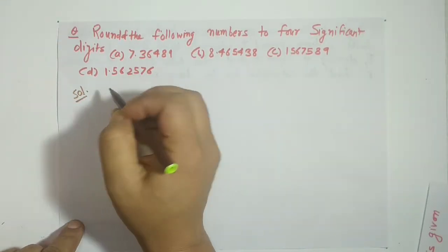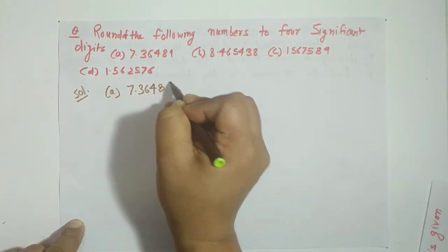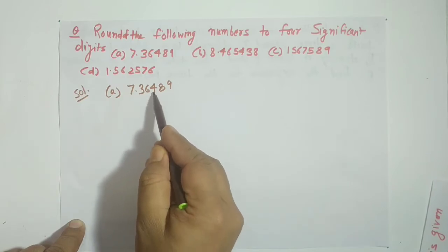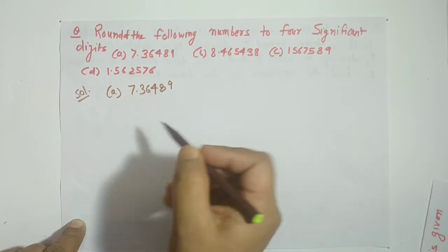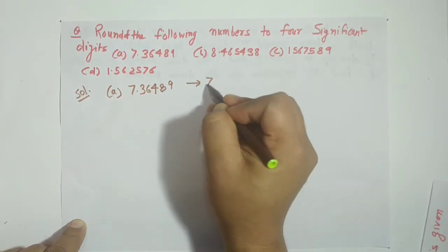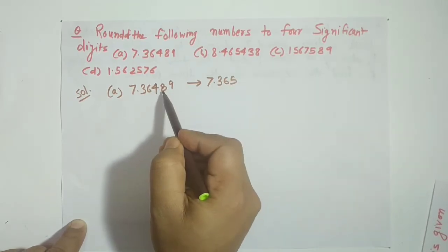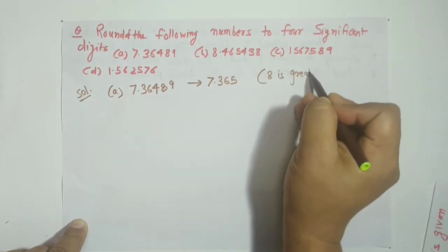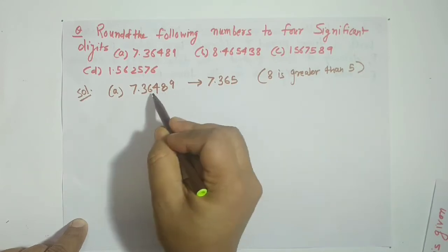The first one is A. Say it is 7.36489. Now 4 digit, 4 significant. 1, 2, 3, 4. So it is 4. What is next to 4 is 8. That means it is greater than 5. So you can round off it to what? Can you tell me? 7.365. Why? Because 8 is greater than 5. So you round up if it is greater than 5 after the 4th digit.